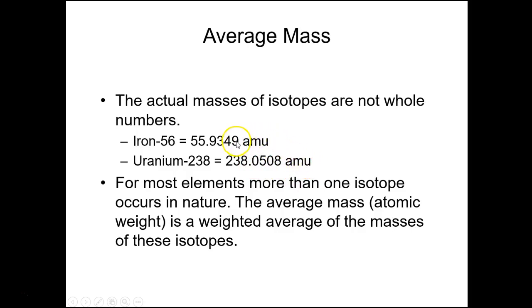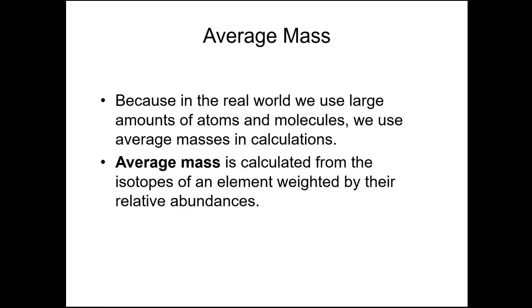So that's one thing. The masses of these isotopes are not actually exactly whole numbers. But the other thing is that for most elements, there's more than one isotope that occurs in nature. And so the average mass of a given element, that is its atomic weight, is actually a weighted average of the masses of the various isotopes and their abundances. This is the way your book would say it.